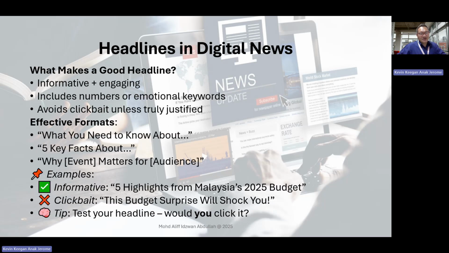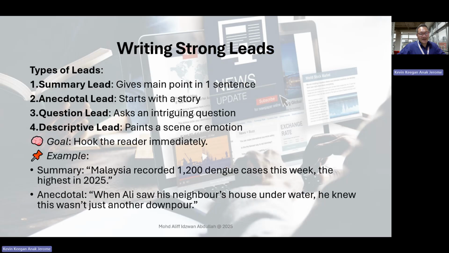What makes a good headline? Informative, effective format, and easy to understand. Types of leads: summary leads, elemental leads, questionnaire leads, and descriptive leads. These four are mostly used in online news. Summary, news, and question leads, and also descriptive, are important for strong online news reporting.